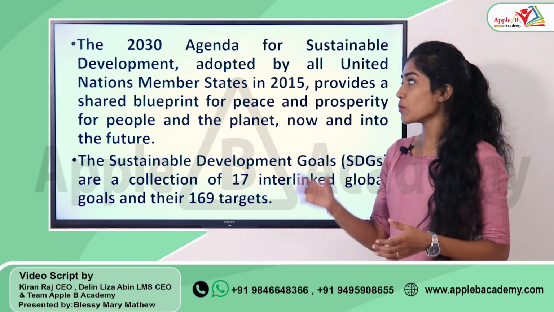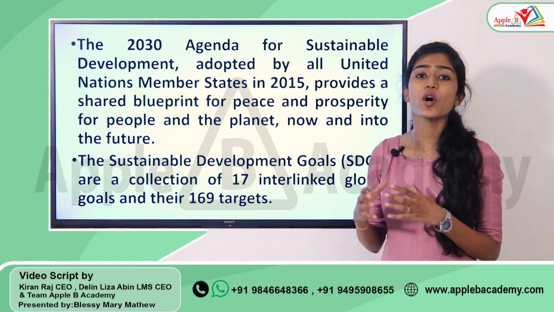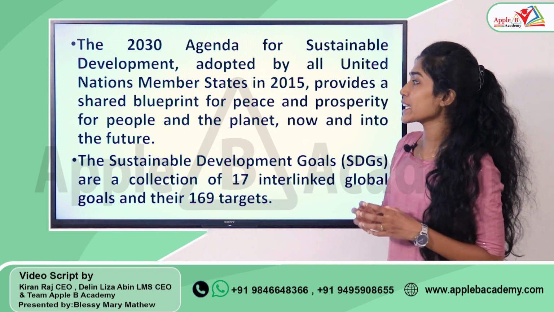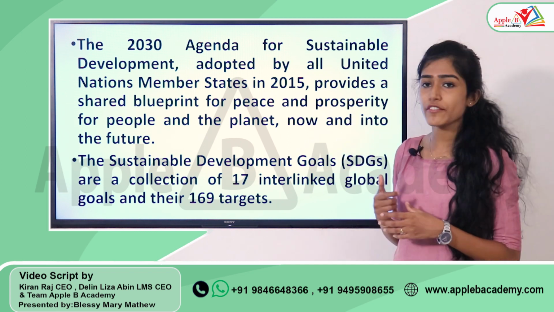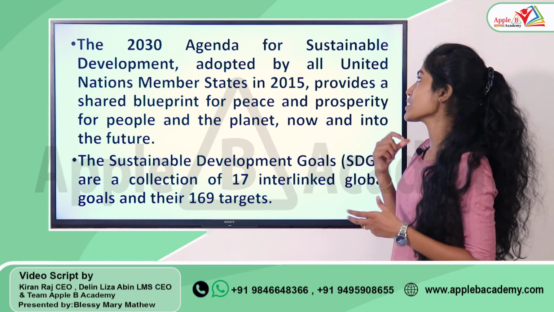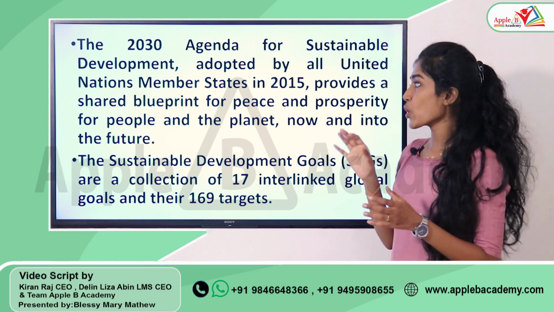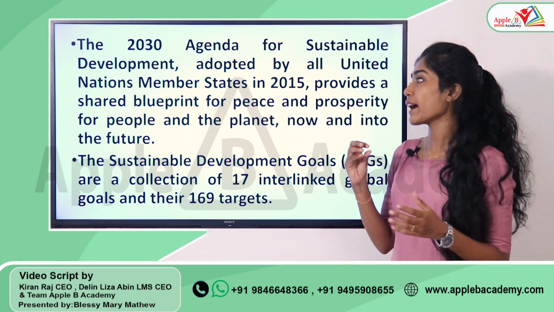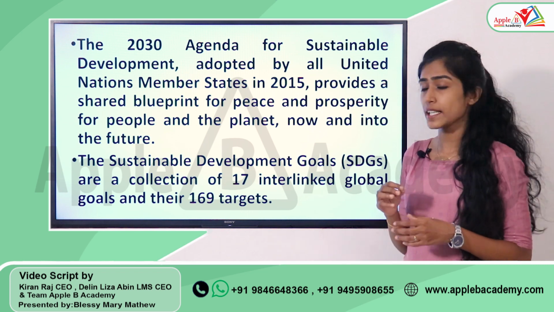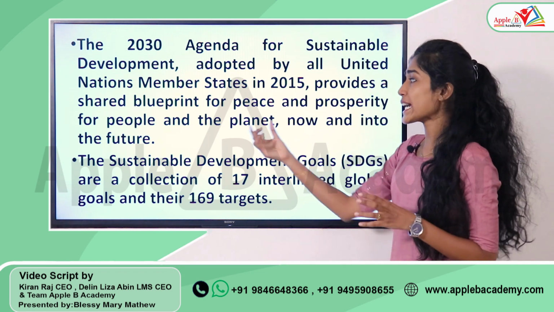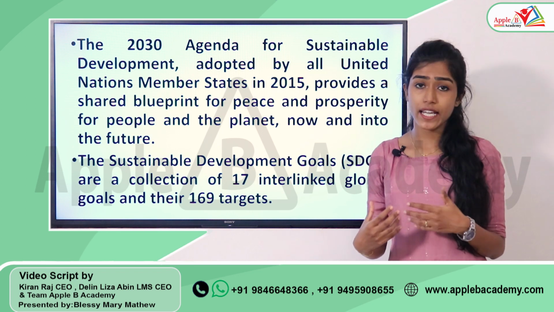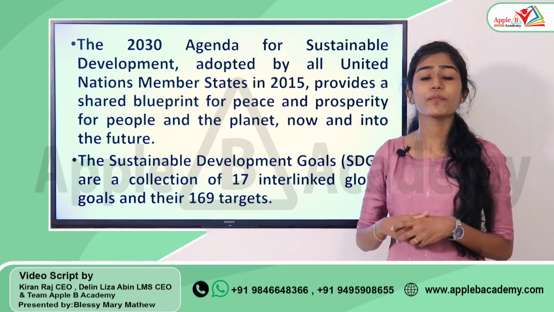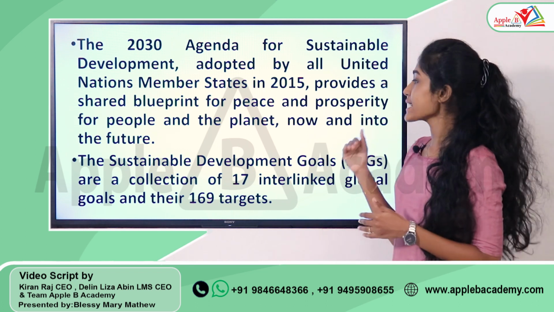Basically, if you want to know about sustainable development goals, we can say that these goals were first adopted in 2015 as a part of the 2030 agenda for sustainable development. This agenda, adopted by the UN member states in 2015, gave a shared blueprint for a sustainable society. It gives a blueprint for peace and prosperity for people and the planet, now and into the future.